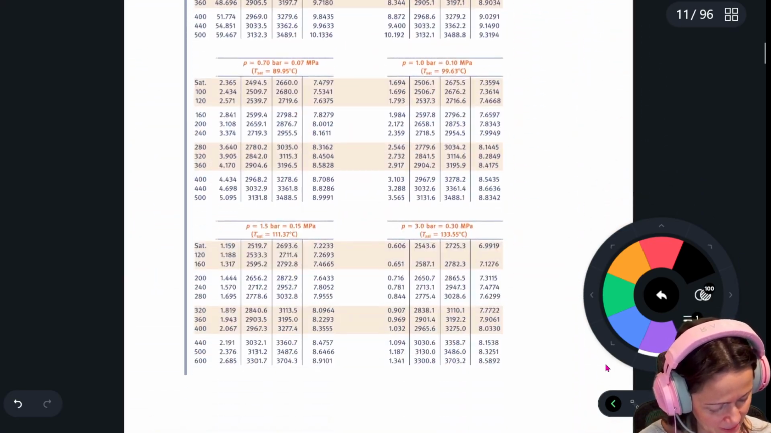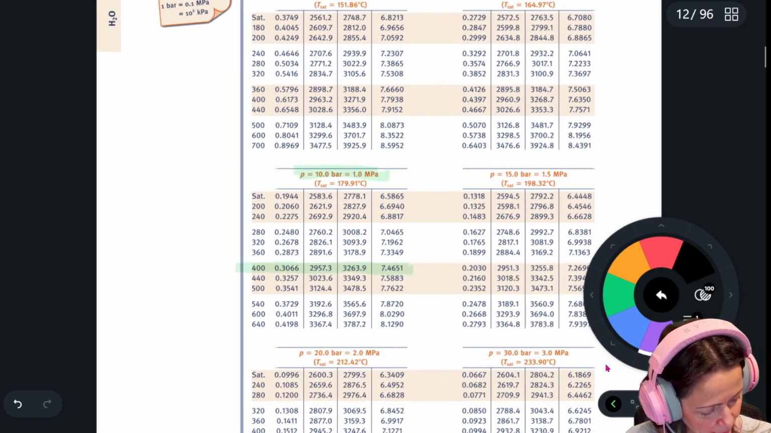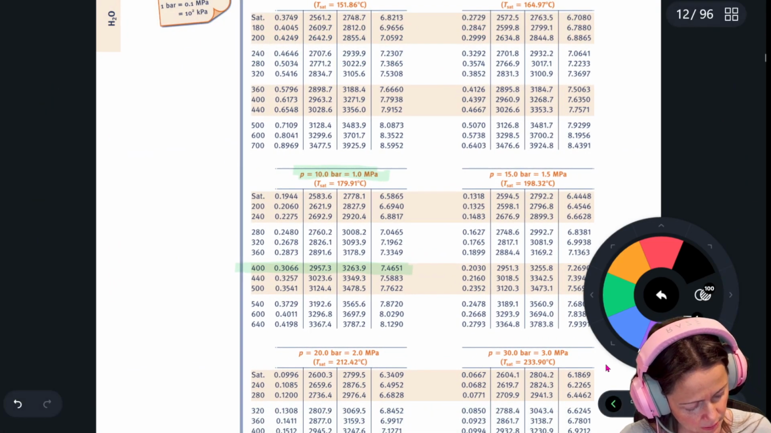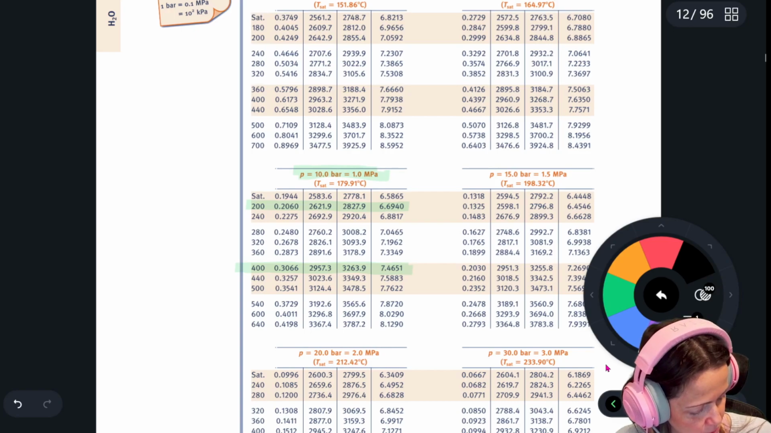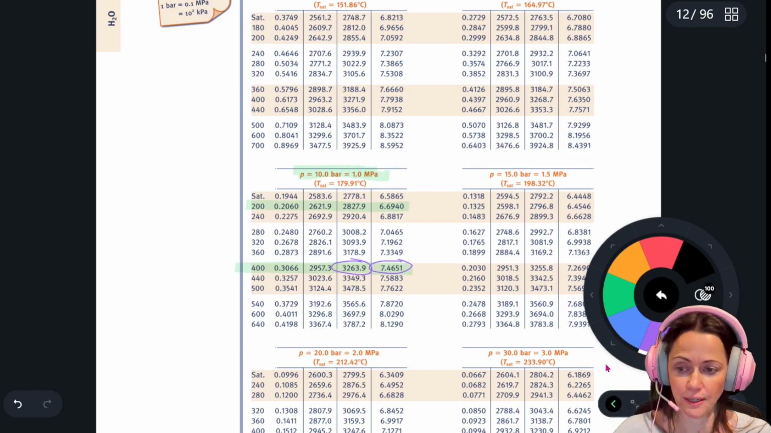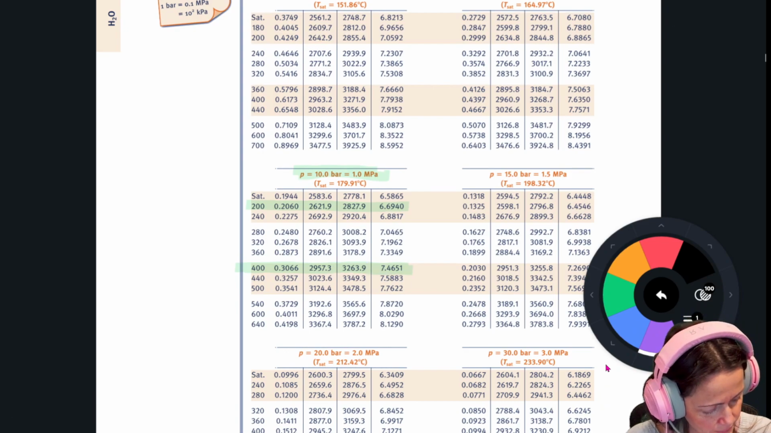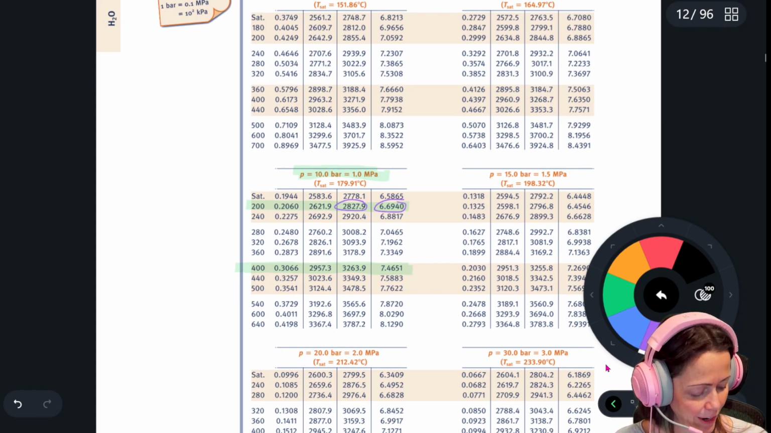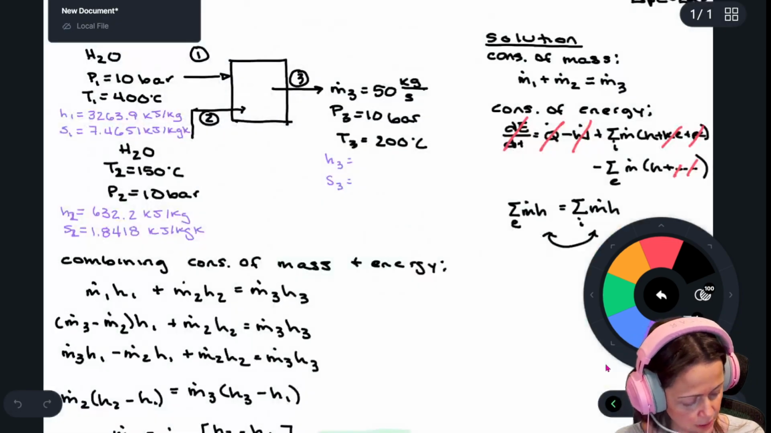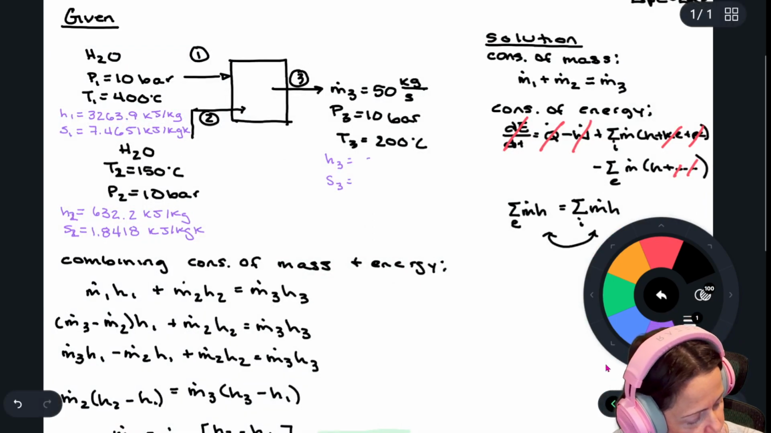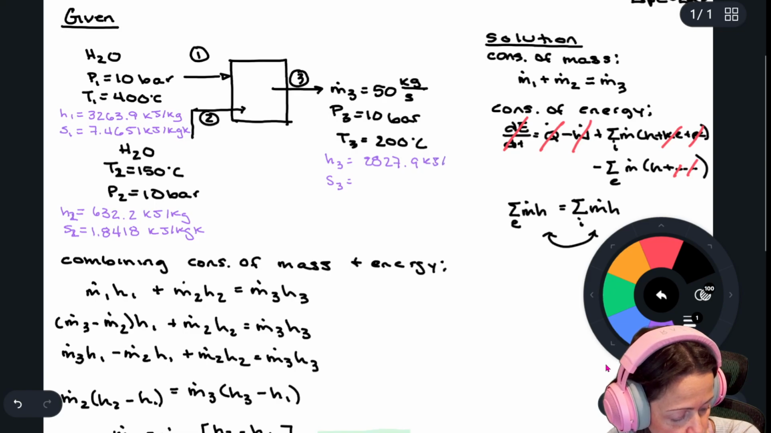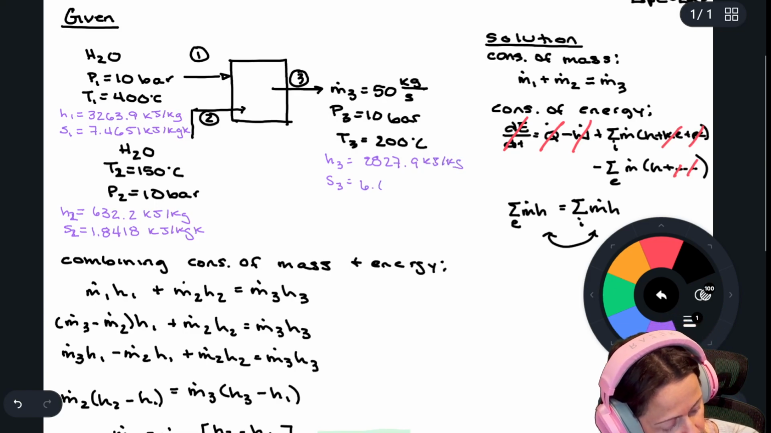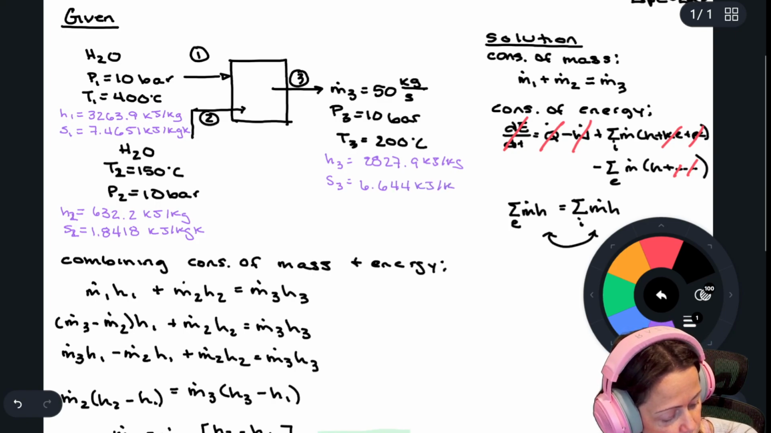All right, so let's go to 10 bar, superheated tables. And 10 bar and what was it again? 200. Oh, darn it. There we go. Why are those numbers that I have written down not looking at all reasonable? There you go. All right, so there's my S value and my H value. So let's go put that down. H3 is 2827.9 kilojoules per kilogram. And my S3 is 6.644 kilojoules per kilogram K.